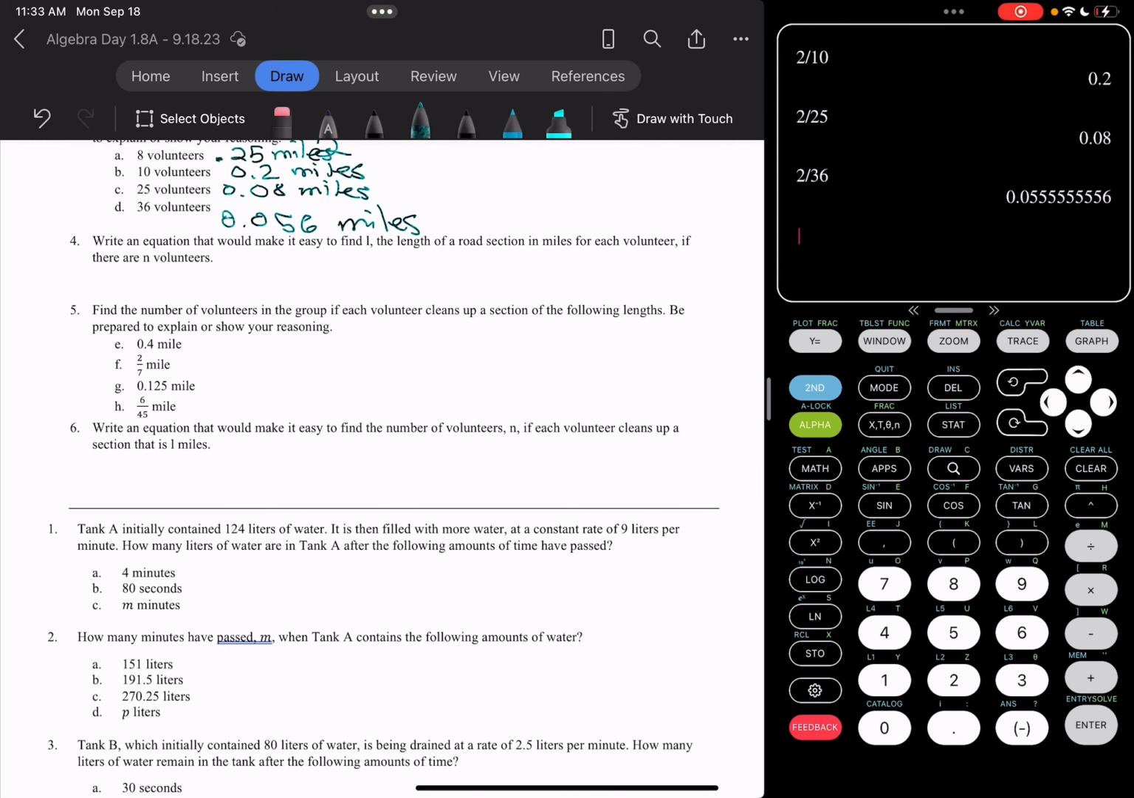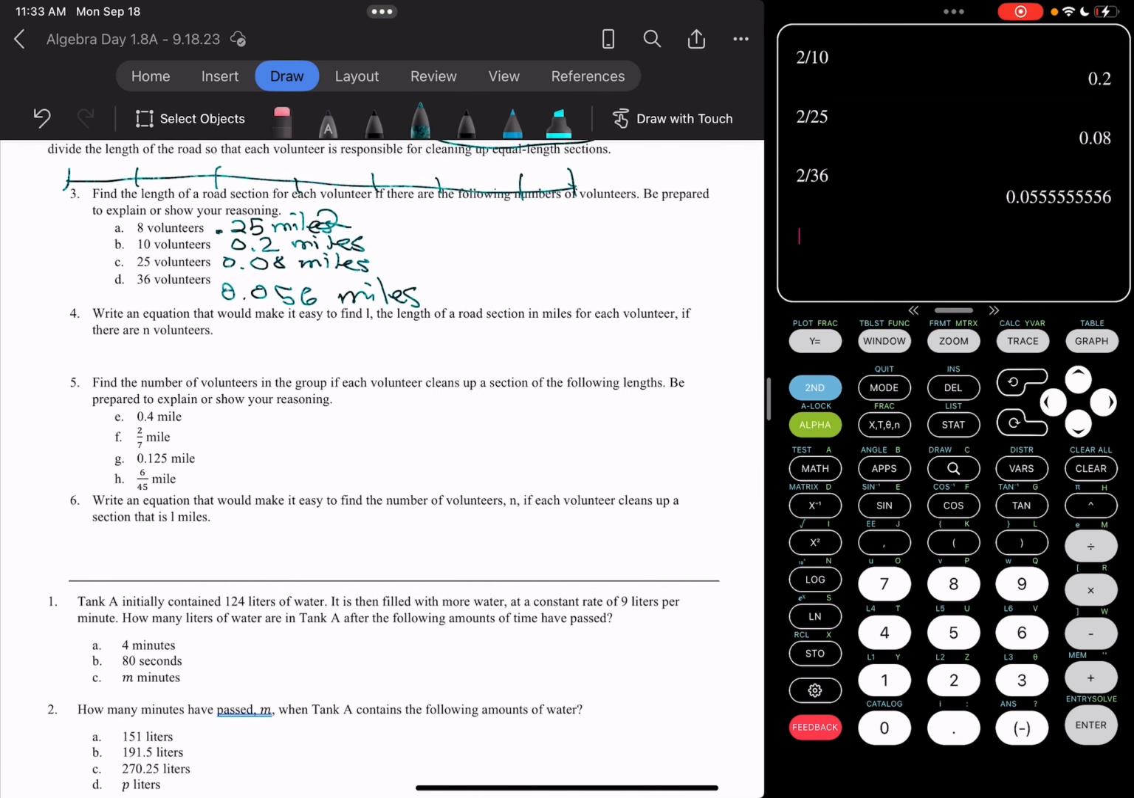So it says, write an equation that would make it easy to find L, the length of the road section in miles for each volunteer, if there are N volunteers. So what we did is we took the 2 miles and we divided it by the number of volunteers. So if the number of volunteers is replaced with N, we did 2 divided by N gives us L, the length that we would need to clean up. So L equals 2 divided by N.